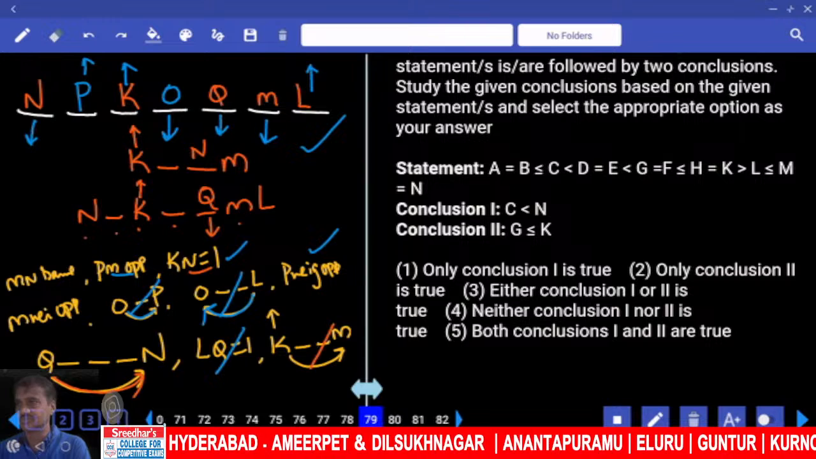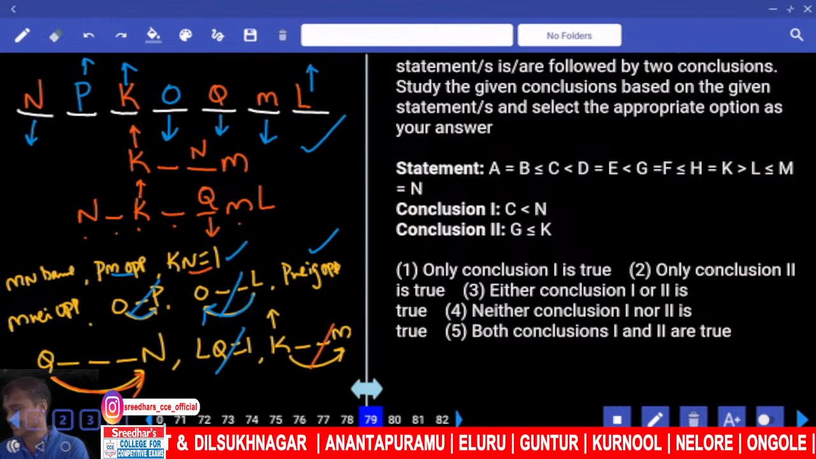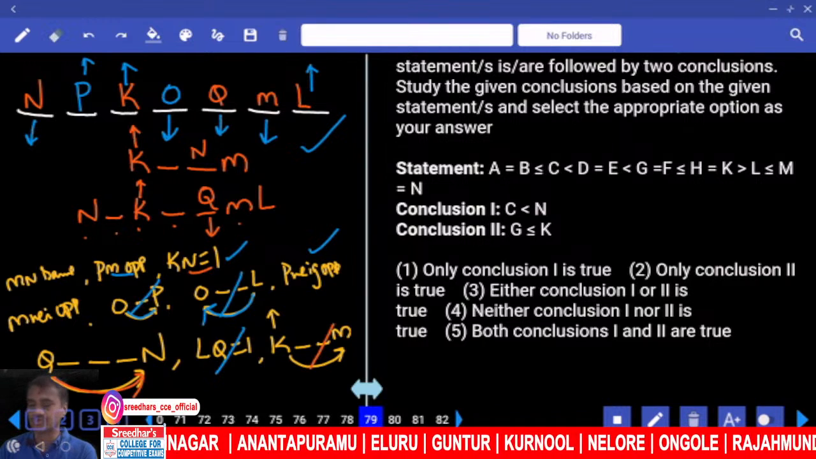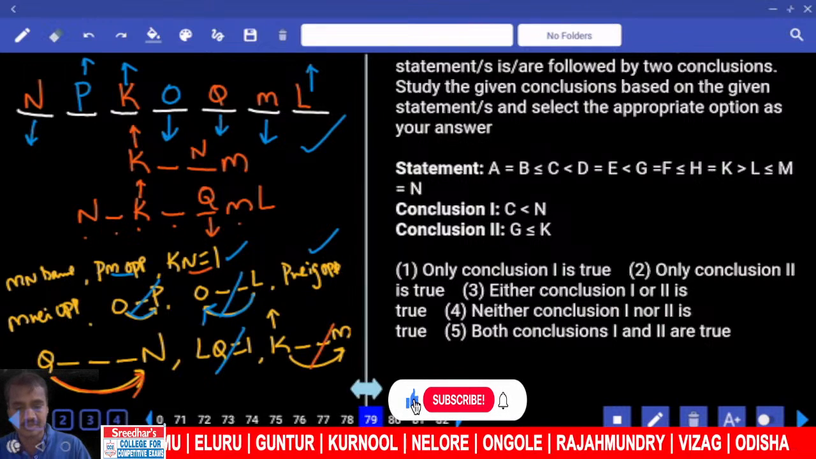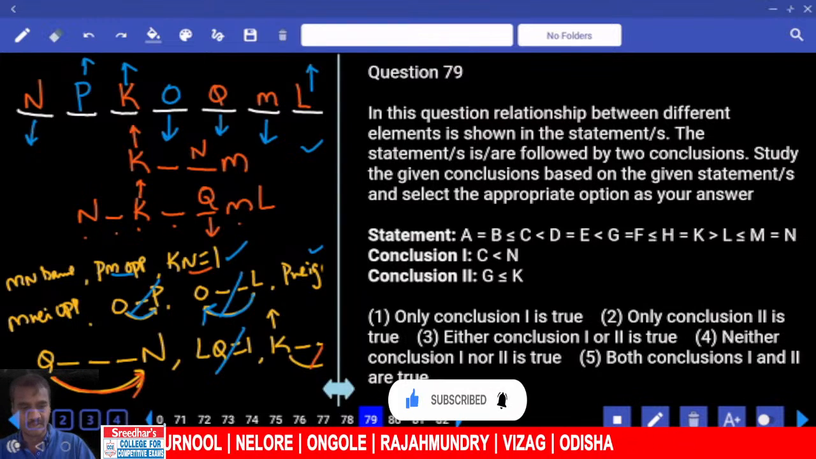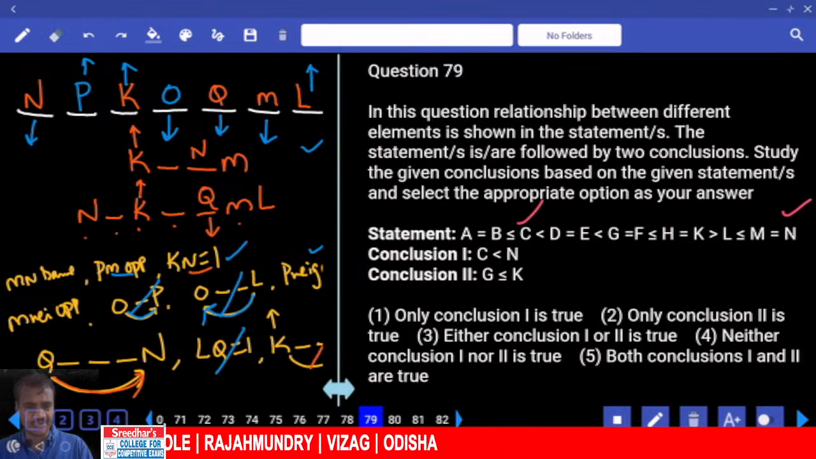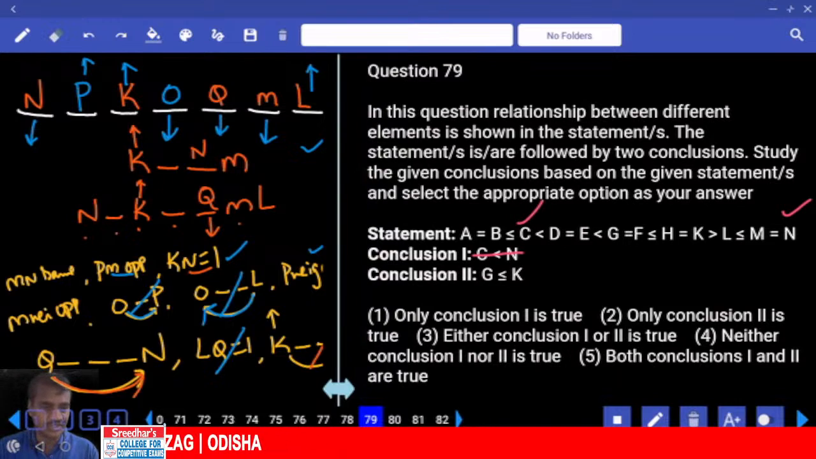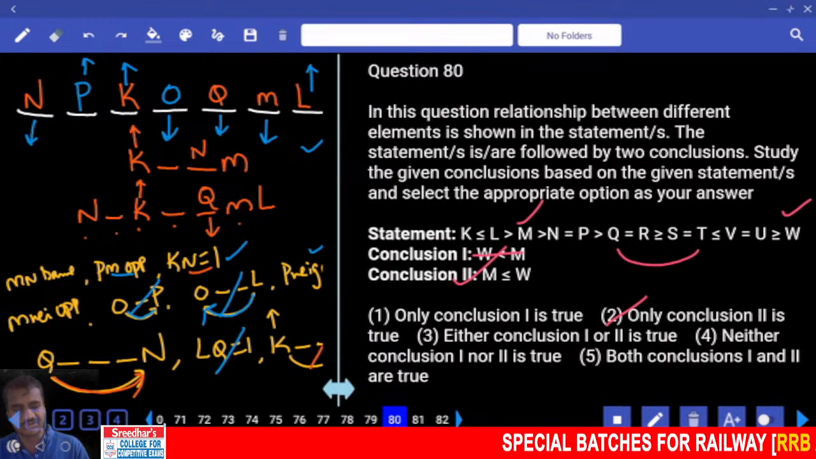Then 79 onwards. First are the second priority. 79 to 81, 3 questions are given under inequalities. Inequalities are always under the first priority. Then the relation between C and N. Now C is here, N is here. Between these two there are 2 opposite symbols, so there is no relation. And next one, G and K. Now K is here, G is here, G lesser than or equals to K, definitely true. And only 2 follows, choice 2, question number 79.